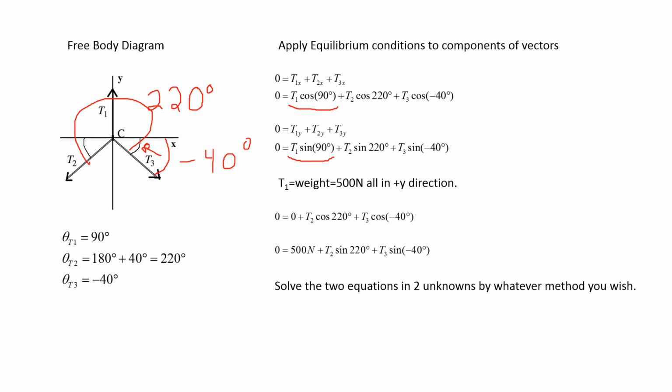You would then use your favorite method for solving two equations with two unknowns to find the values for T2 and T3, and it turns out that if you do that, which is left as an exercise for you, those two magnitudes are equal, and equal to 388.83 newtons. So those are the worked examples that go along with this chapter.